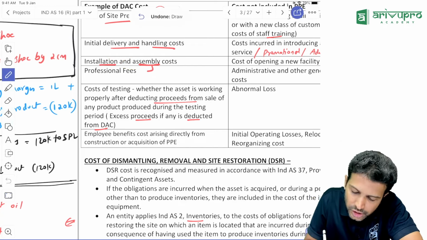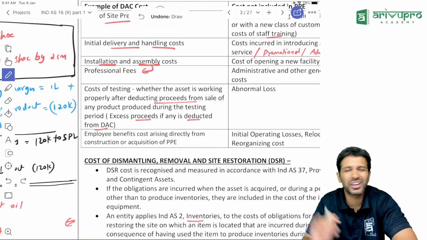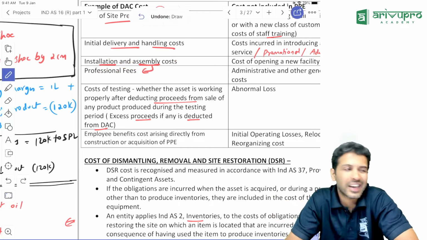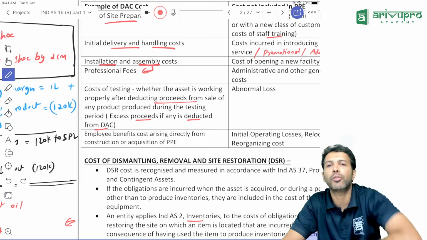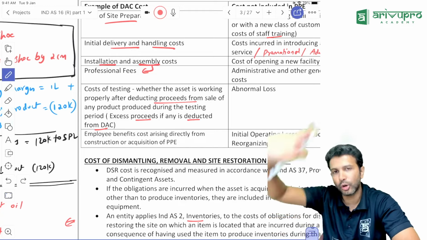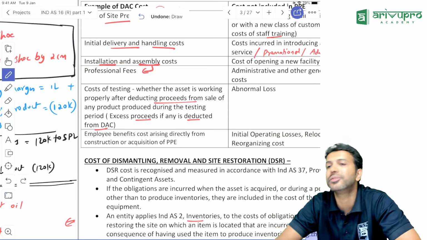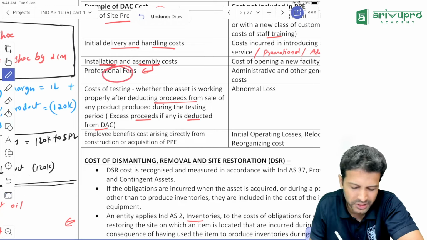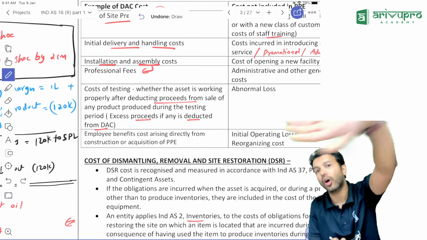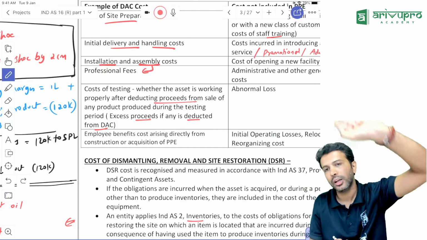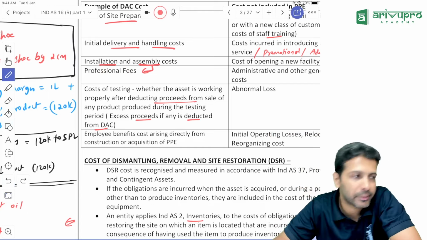Sometimes the machinery will be complex, sophisticated machinery. So we took the help of one engineer who is overseeing the installation and inspection. Will that engineer work free of cost, or do we have to pay him some money? Pay him some money. So any professional fees paid towards buying the asset or installing the asset also becomes a DAC example which can be added. So far okay?